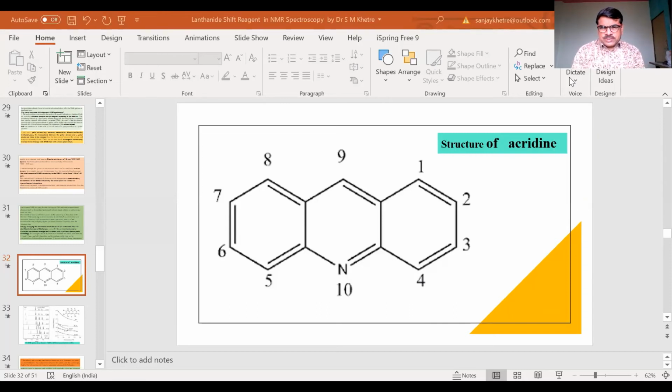Now see here, in this compound, that is acridine, different types of protons are there. There are 10 different types of protons. Each carbon atom has a different hydrogen. So in all there are a total of 10 protons.